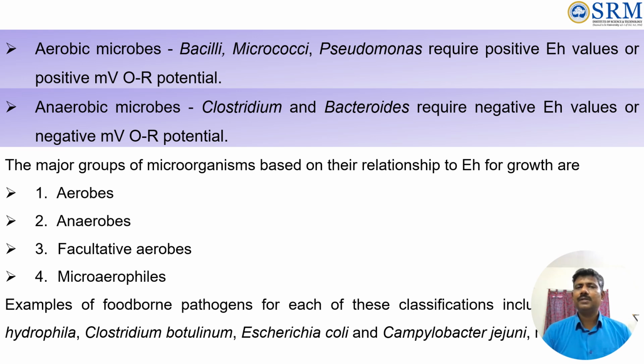The major groups of microorganisms, based on their relationship to EH for their growth, are aerobic microorganisms, example: Aeromonas hydrophila; anaerobic microorganisms, example: Clostridium species, that is Clostridium botulinum; facultative aerobes, example: Escherichia coli or E. coli; and microaerophilic microorganisms, that is Campylobacter jejuni.